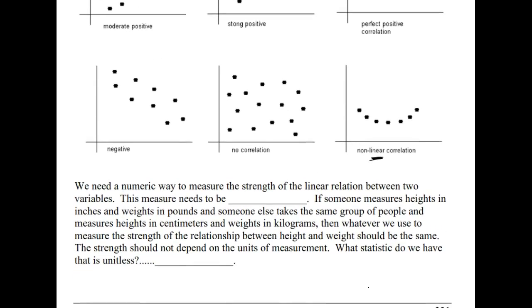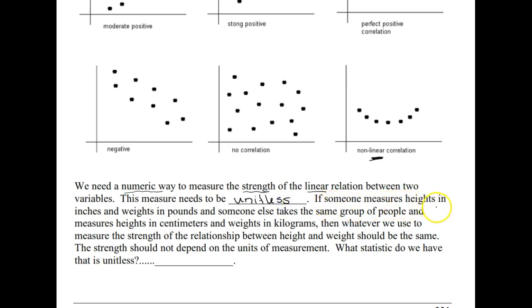In looking at these and trying to decide how strong that relationship is, we need a numeric way. Instead of just looking at points in a plane on a scatter plot, we need a numeric way to measure the strength of the linear relation, because that's the one we're going to focus on, between two quantitative variables. And this measurement needs to be unitless.